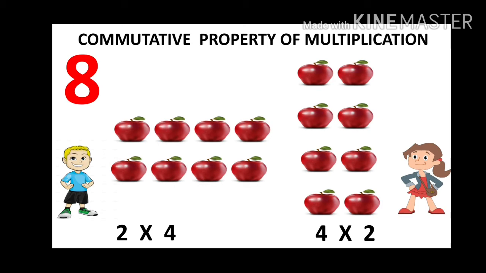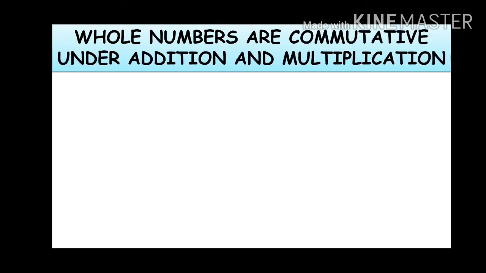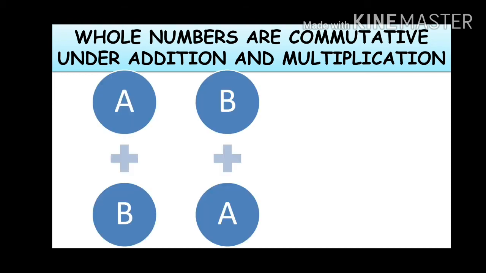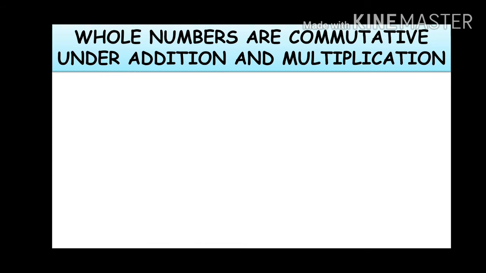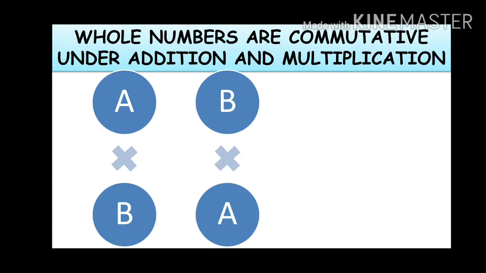It means we can multiply the whole numbers in any order. Now let's see here. So whole numbers are commutative under addition and multiplication. So a plus b can be written as b plus a. Both will be the same. Similarly, a into b can be written as b into a. It will also give the same result. So whole numbers are commutative under addition and multiplication. Now associative property.